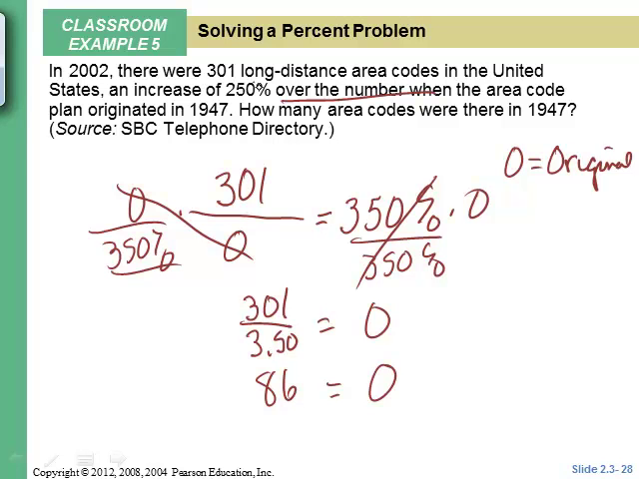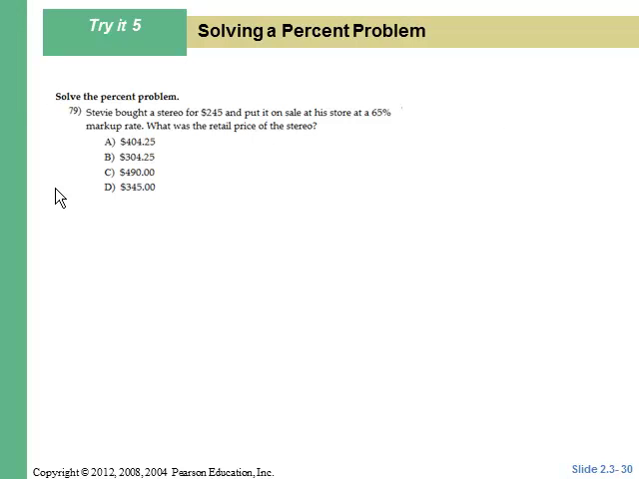If they wanted us to use 250%, they would have said this is 250% of the number that there were then. But they want us to know that it's an increase of 250%. So it's the 100% that we started with plus another 250% for a total of 350%. Kind of tricky sometimes. You do this one.